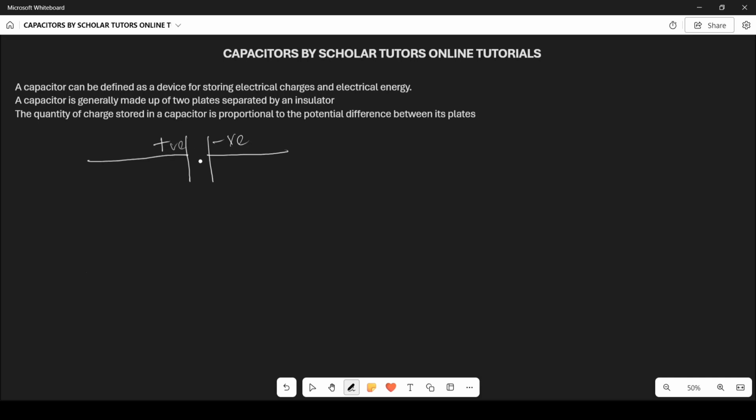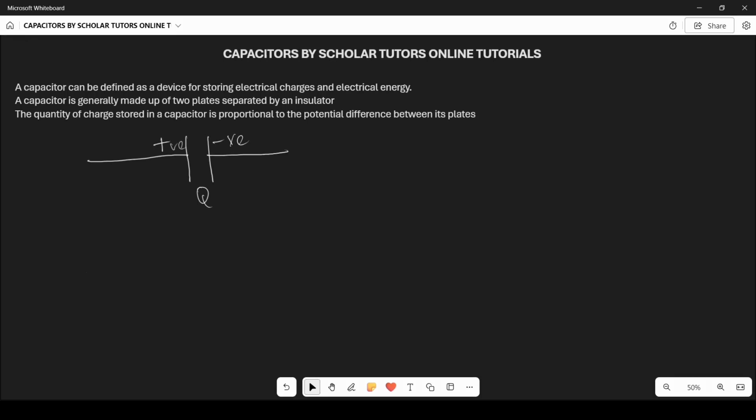Now this is essentially what is called a capacitor, where you have two plates, a positive one and a negative one, and an insulator in between them. This setup is used for storing electrical charges and electrical energy. The charge Q it stores is directly proportional to the potential difference between these two plates. You see this positive plate, it has a potential difference on its own. This negative plate, it also has its own potential difference.